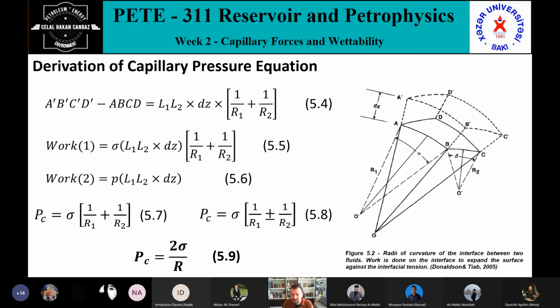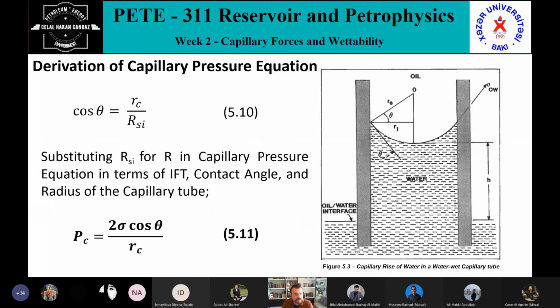In the end, if the radii of curvature are equal, R1 equals R2, my formula changes to 2 sigma divided by R: two times the interfacial tension divided by the radius. Okay, so let's continue at this point.